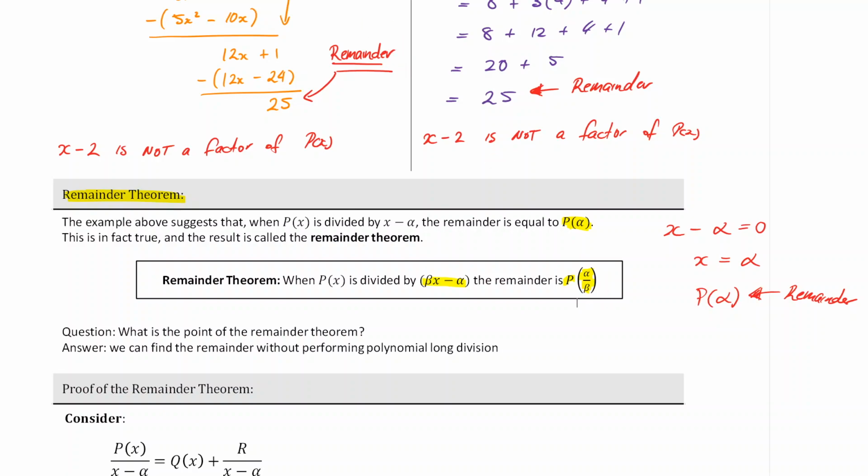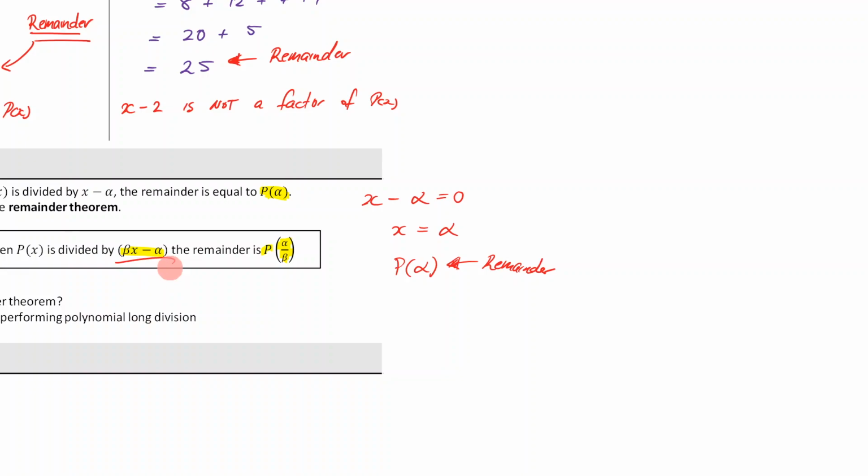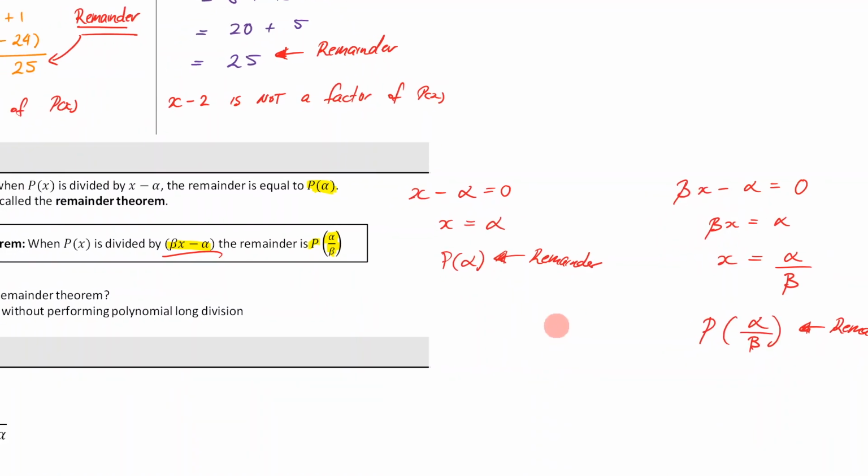So again, if I was just to show you what's happening here, let's just come over here. We've been given this as our linear expression, so beta x minus alpha. When we set that equal to 0 and then solve, we would get this, and then we could find the remainder by subbing that into p of x, and this right here would give us what our remainder is. So exactly the same process over here, just a little bit more complicated because of this beta there.